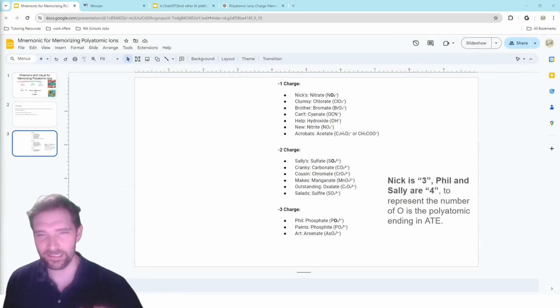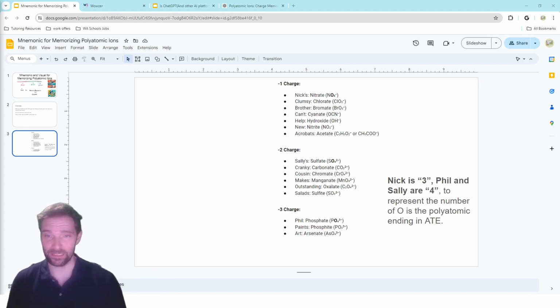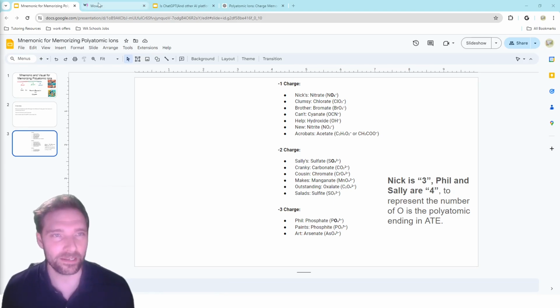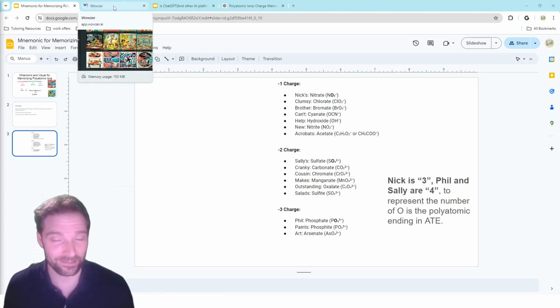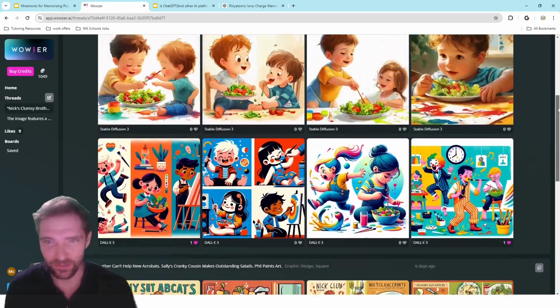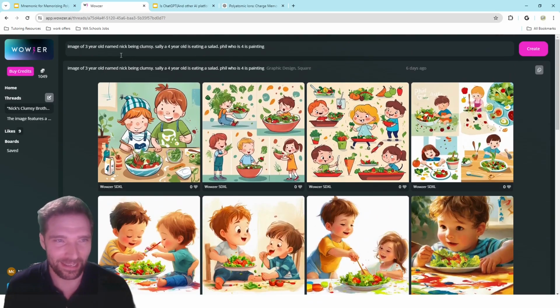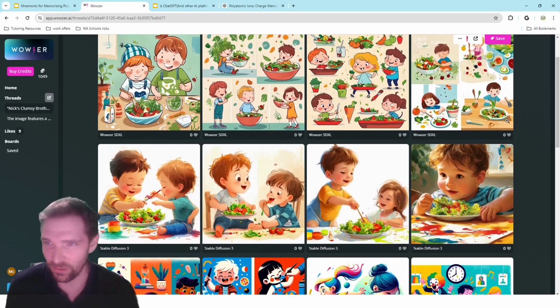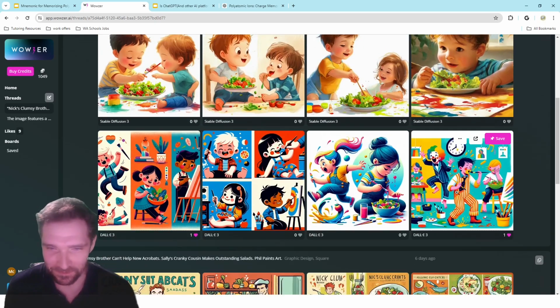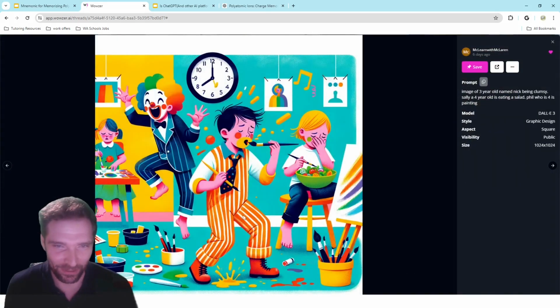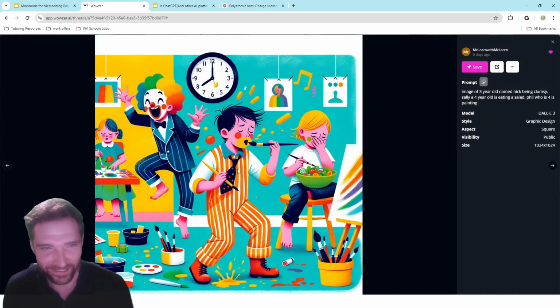So this mnemonic is useful, but what really helped my student memorize this, who went from not being able to do any of these to being able to pretty consistently do polyatomic ions within a couple days of learning this, were these images. These were kind of funny, silly images where I asked Wowzer to generate images of a 3 and a 4-year-old to show that these are little kids, and it came up with Phil painting, probably one of my favorite images of Phil here.